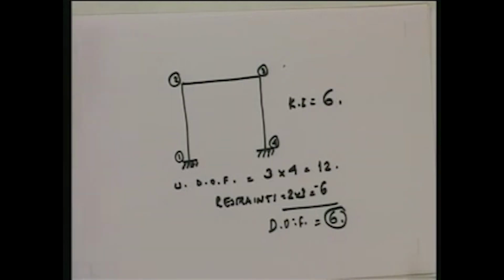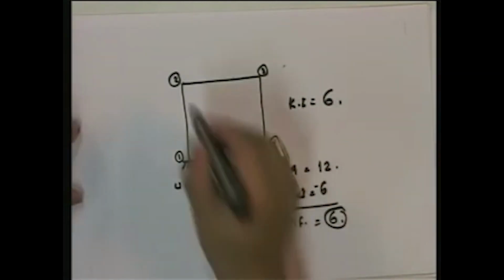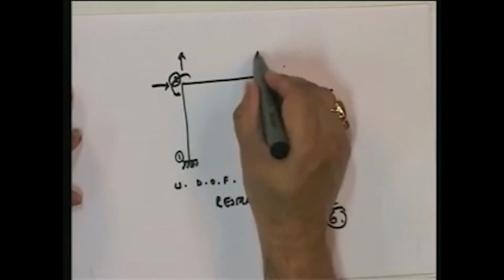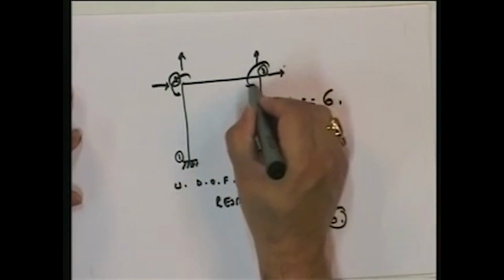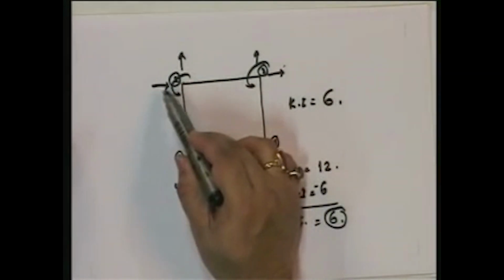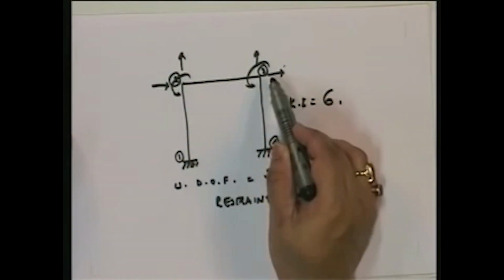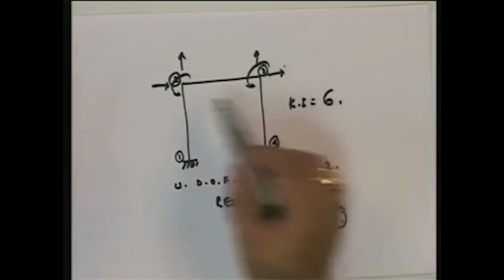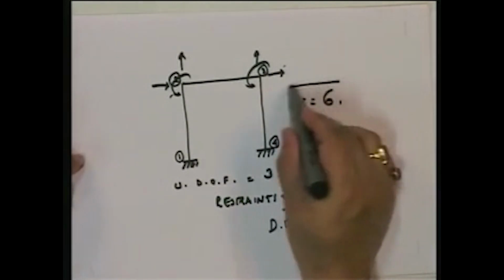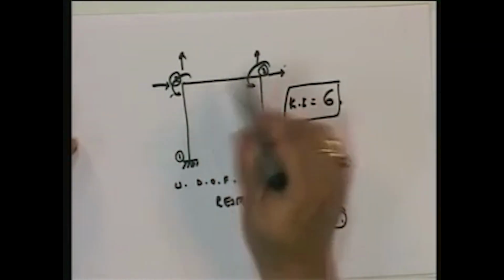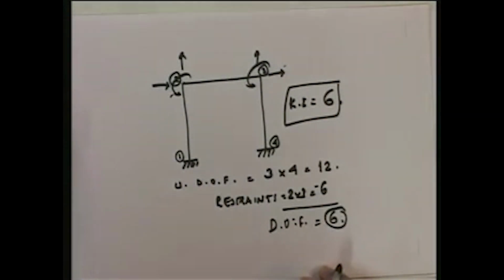What are they? Now I should be able to draw them. 1, 2, 3, 4, 5, 6. The vertical, horizontal, and the rotation of this joint. The vertical, horizontal, and rotation of this joint. 3 per node, 6 degrees of freedom. If I know these 6 displacement quantities, I can draw the displaced shape of this frame. Simple.